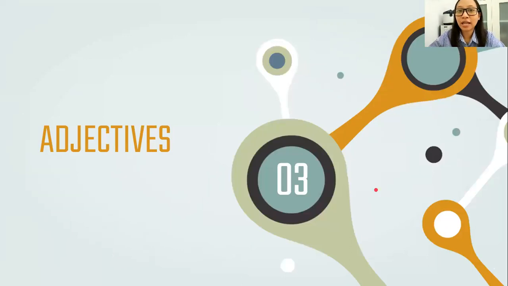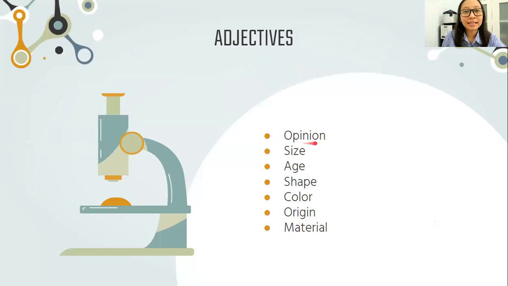The next is adjectives. What kind of adjectives that we can use to describe a laboratory equipment? Okay, remember, in this descriptive text, we will only focus on describing thing, and the thing is a laboratory equipment. We will not describe a person, we will not describe a place, but we will describe a laboratory equipment. And what are some adjectives that we can use? It can be our opinion about that thing, about that laboratory equipment. It can be the size, the age, the shape, color, origin, and material. We will discuss this one by one.